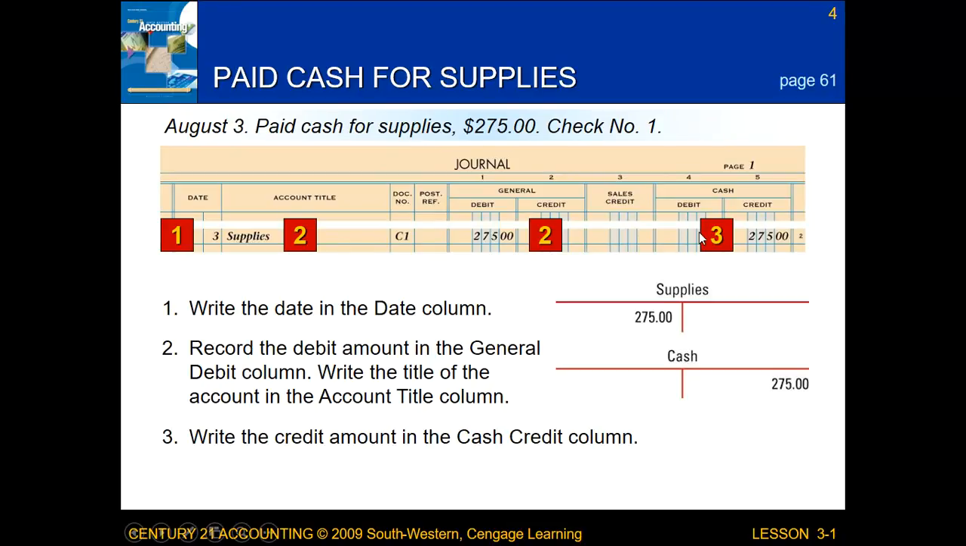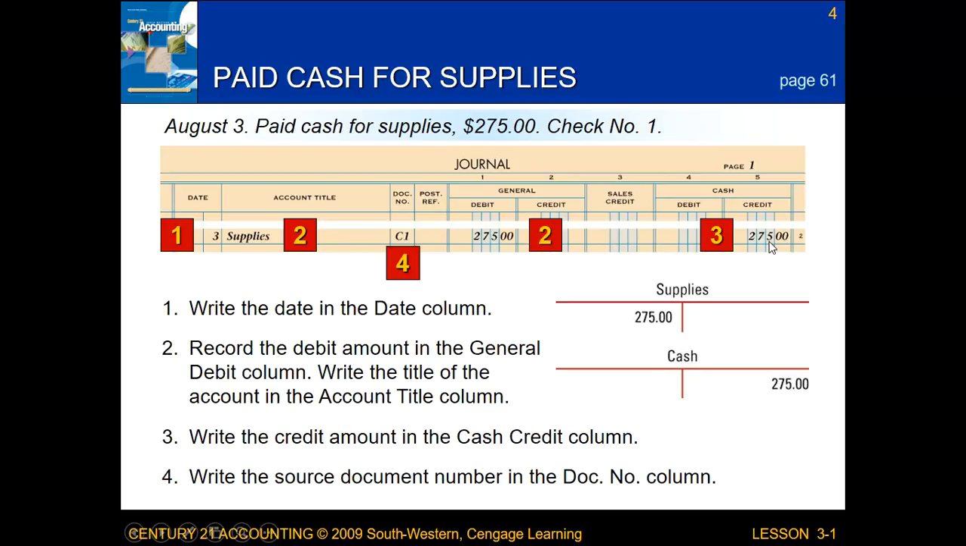Since it was to cash, which does have a special column, I get to put it into the cash credit column. The last step is to write in my source document number. It's a check, so I abbreviate it with a C, and it's check number 1.